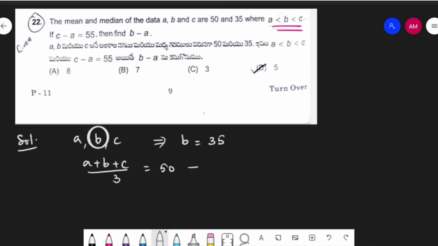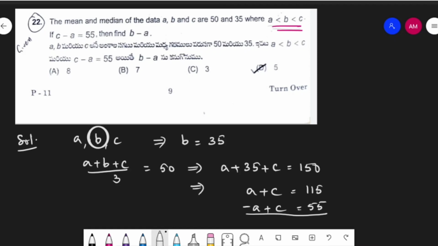50. So A plus B is 50? B plus C is equal to 35? A plus C, then, is 150 minus 35, which is 115. And they gave one relation: C minus A is equal to 55. So they gave minus A plus C is equal to 55.